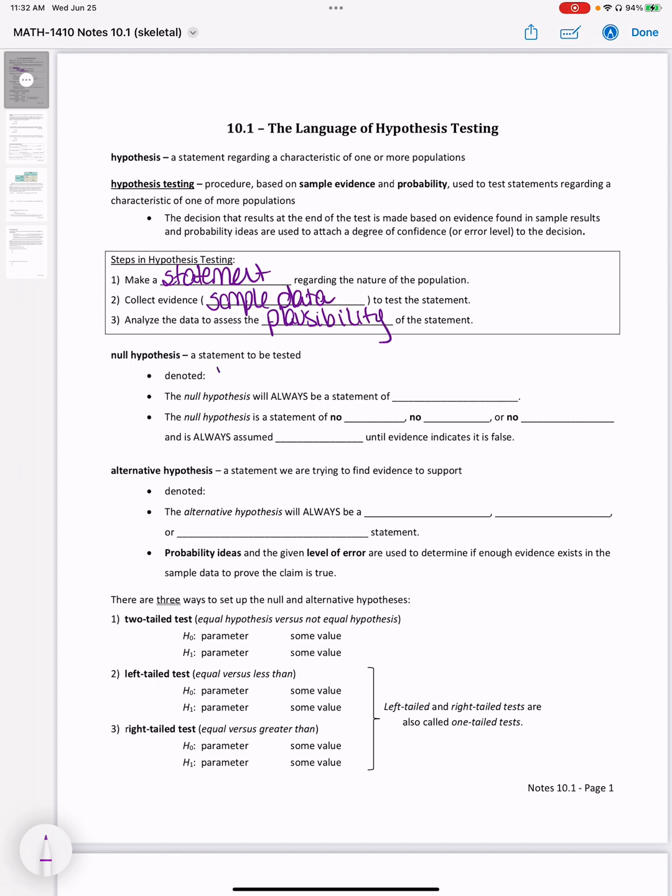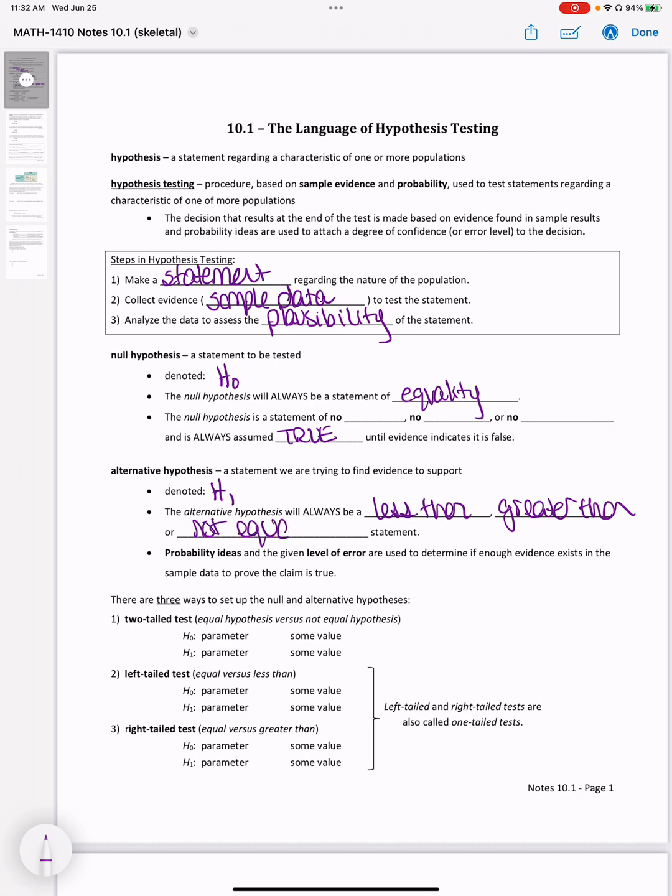What we think to be true is known as the null. That's capital H subscript 0. It's always a statement of equality. It's a statement of no change, no effect, no difference. That'll be scanned and posted. And it's always assumed to be true unless proven otherwise. How you prove otherwise is you get evidence in an alternative. And the alternative will always be a less than, greater than, or simply not equal to statement.